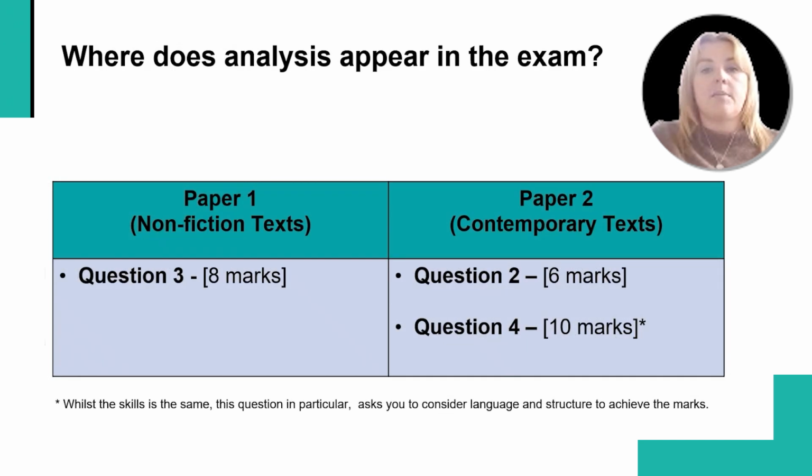The skill of analysis appears in both papers of the English Language 2.0 qualification. We can see it in Paper 1, Question 3, and in Paper 2 twice, on Question 2 and Question 4. It's a core skill that examiners want to see across both reading sections. It's important to note the skill in Paper 1, Question 3 and Paper 2, Question 2 is language only. However, in Paper 2, Question 4, you are assessed looking at both language and structure, and to achieve above a Level 2 response, you must include both.